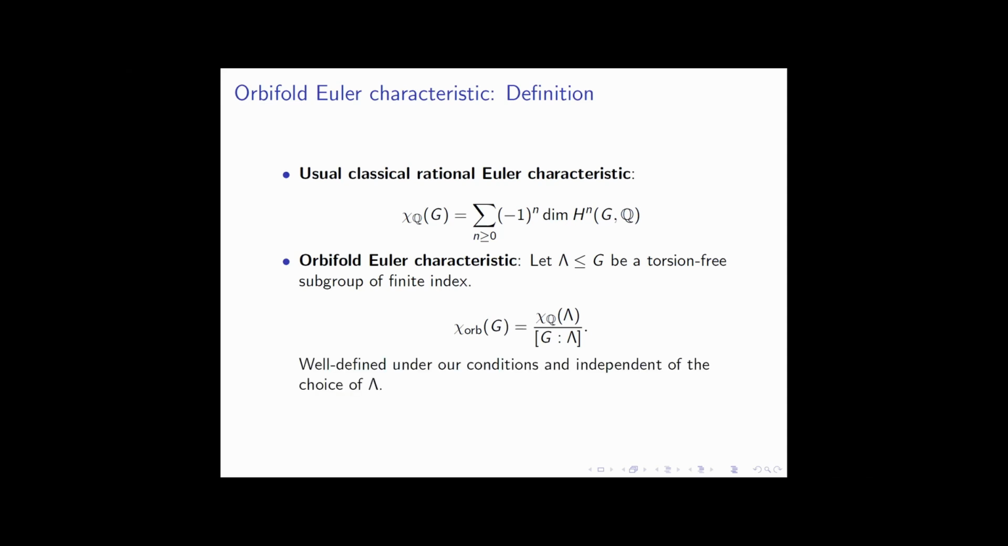Okay, and then it's well defined under our conditions. That's the main point why I asked for these conditions. It's one of the standard conditions that makes this thing well defined and independent of the choice of the subgroup Lambda. Because you can take some other finite index subgroup which has a different index, but it turns out it's the same thing. It's a very nice, well-defined rational invariant.